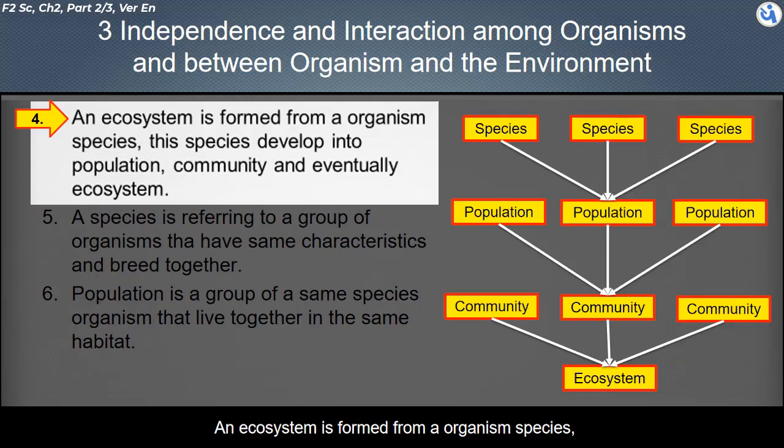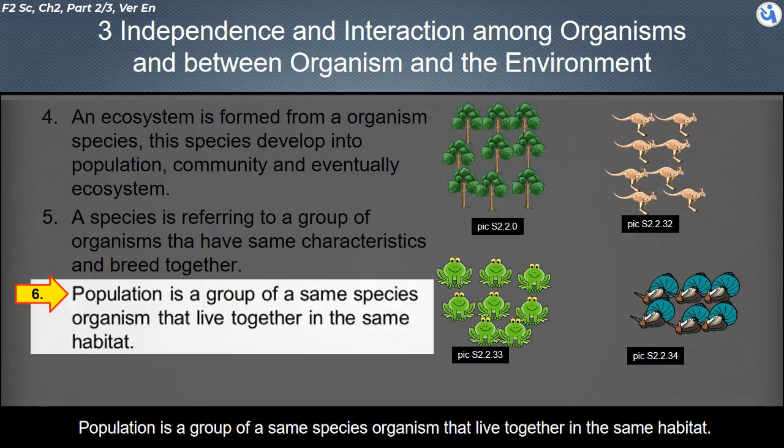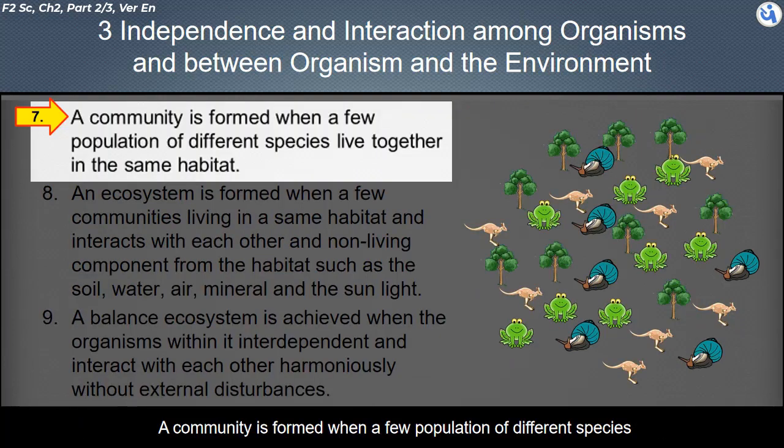An ecosystem is formed from an organism species. This species develops into a population, community, and eventually, an ecosystem. A species refers to a group of organisms that have the same characteristics and breed together. A population is a group of organisms of the same species that live together in the same habitat. A community is formed when a few populations of different species live together in the same habitat.